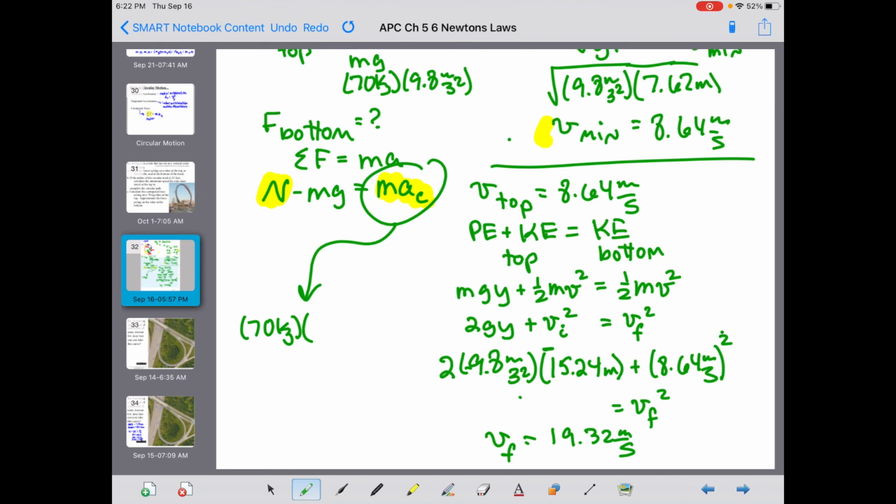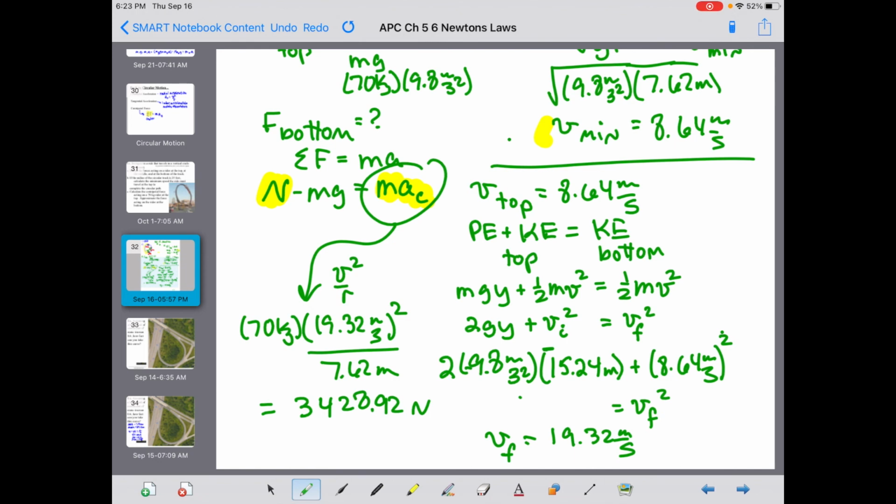So then we can calculate the centripetal force as m times a sub c, 70 kilograms, times v squared over r. That's a 19.32 meters per second quantity squared divided by the radius, which was 7.62 meters. And that's going to give us 3,428.92 newtons.